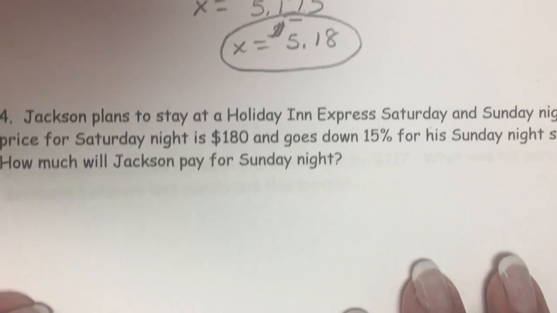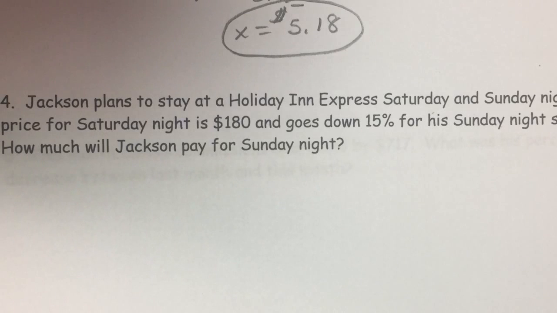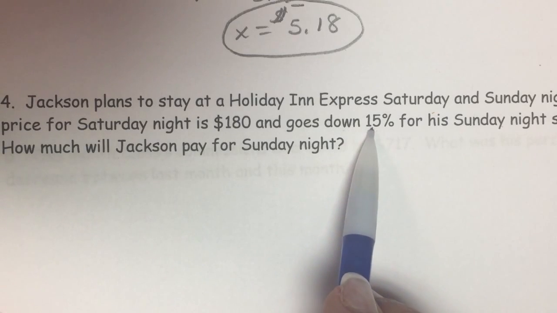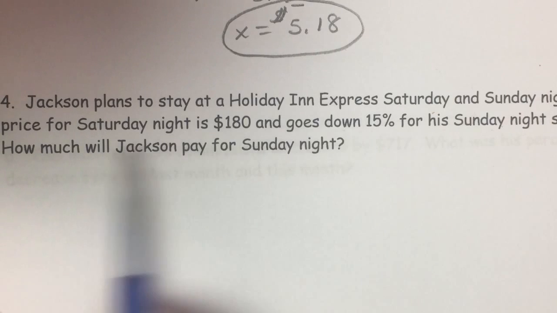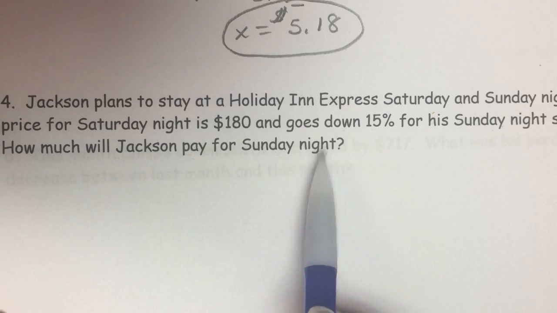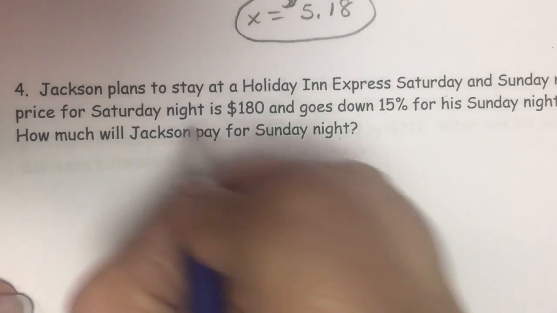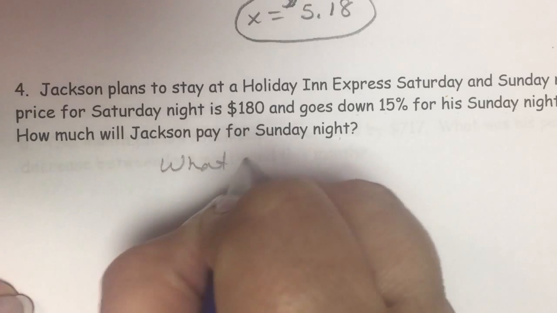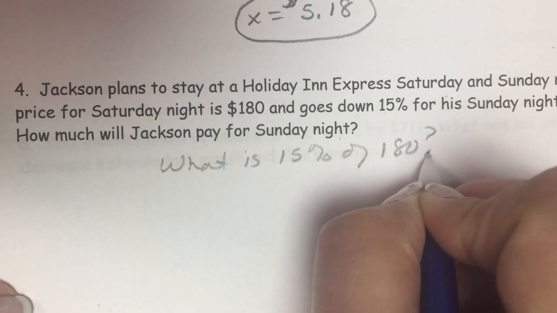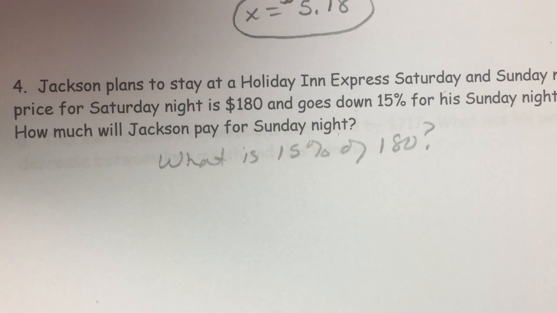All right, let's do this last problem here. Jackson plans to stay at a Holiday Inn Express Saturday night and Sunday night. The price for Saturday night is $180, but goes down 15% for his Sunday night. How much will Jackson pay for Sunday night? This is actually a two-step problem. The first thing we want to know is what is 15% of $180. When we do this problem, we're finding the discount for the second night, so how much he's going to get off.